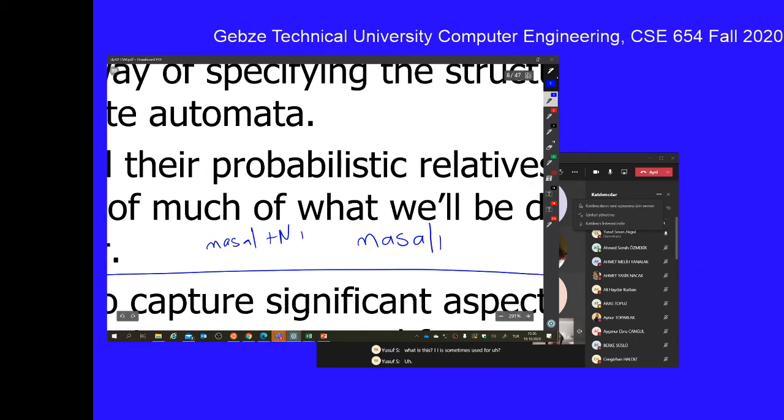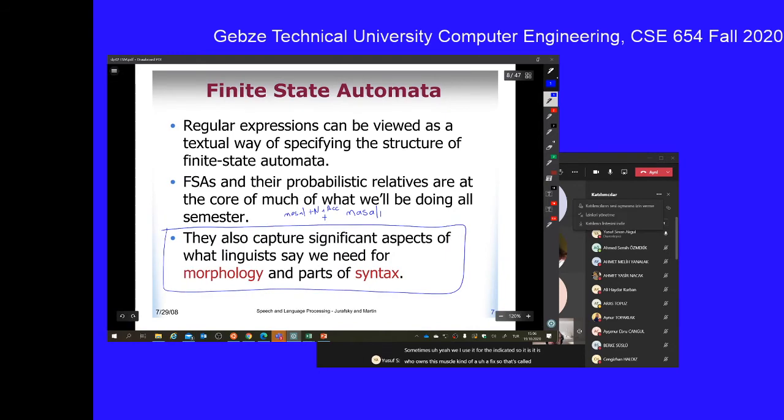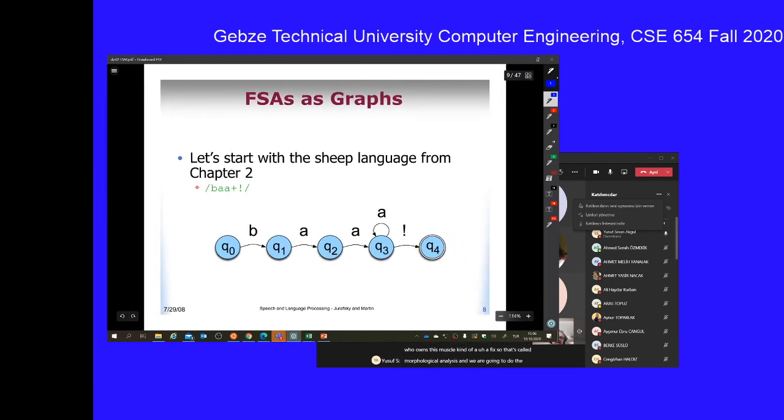accusative form, ihali, right? Sometimes it could be accusative. Sometimes it is for iyelik eki, right? Masalı, onun masalı. Sometimes I use it for the iyelik eki, so it is who owns this masal kind of ownership. So that's called morphological analysis, and we are going to do the morphological analysis with finite state machines.